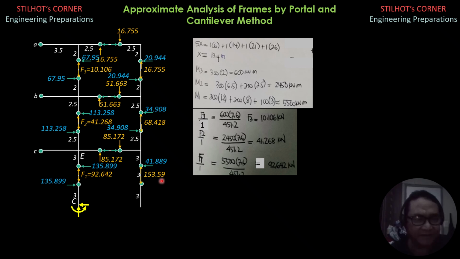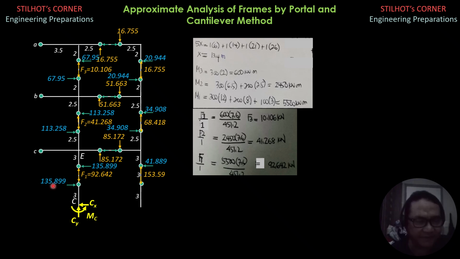This is the value that can be computed first. Summation moment about this point, you'll get 153, and then 41.889, the shear force. If you sum up moment about this point, then summation of forces Y, you'll get that. Transmit, then transmit the forces above. Summation moment about C equals 0, you'll get this value, 135.899 kilonewtons. So finally, we can now compute Cx, Cy, and Mc.